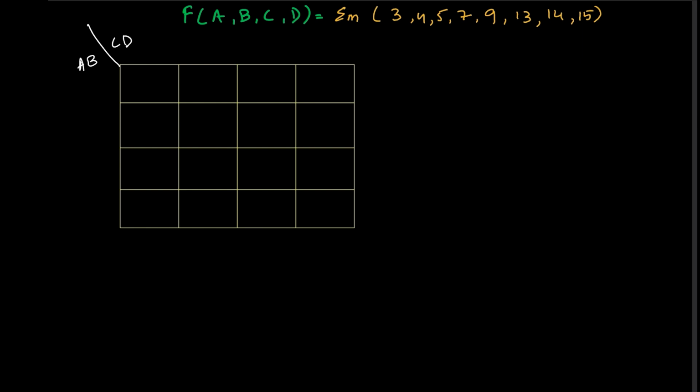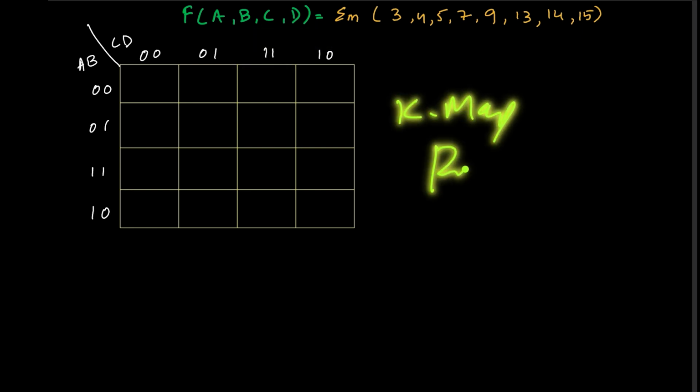A, B will go from up to down and C, D from left to right. And we will have to numerically arrange them like 0 0, 0 1, 1 1, 1 0 for CD. Similarly, 0 0 for AB, 0 1 for AB, 1 1 for AB, and 1 0 for AB. In case you are wondering that I made a mistake, going from 0 0, 0 1 directly to 1 1, then 1 0, it's a K-map. I haven't made a mistake in that.